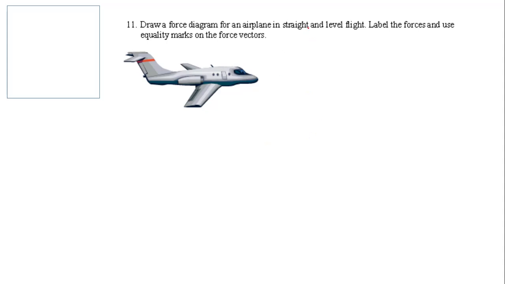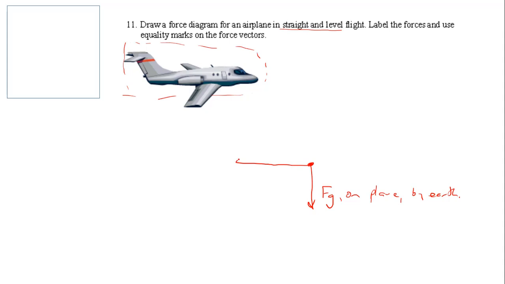Aeroplane, straight and level flight. Okay, identify the system. Airplane's a tough one, but we'll get there. We know there's always gravity trying to pull it down. If the wings fell off, it would fall out of the sky. On plane by Earth. We know there's friction. If you put your head out the window, you could feel the air pushing your face pretty hard. Let's make this big. F on plane by air.